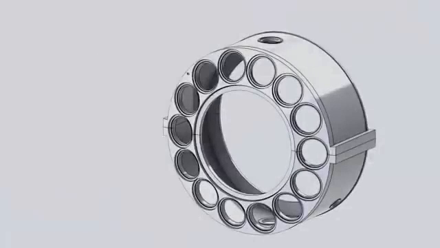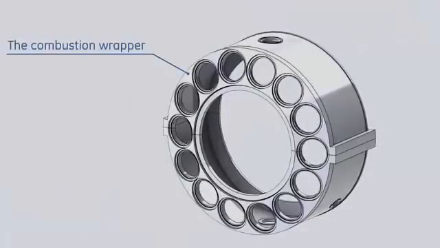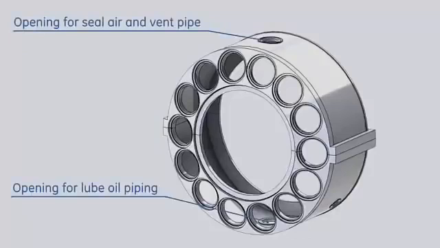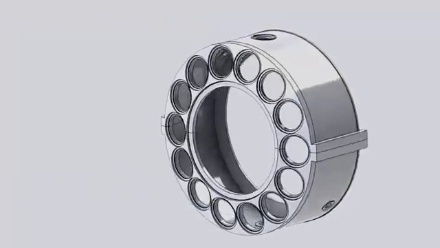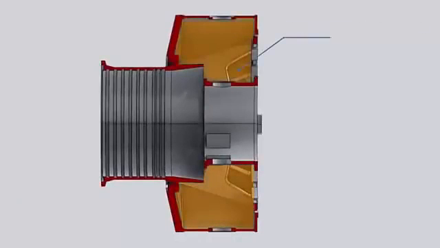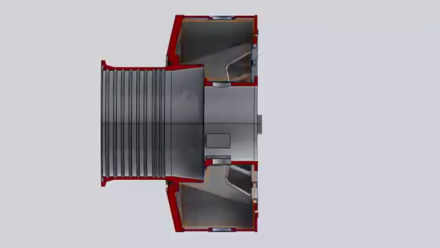The combustion wrapper is a fabricated, horizontally split casing that encloses the combustion system. It provides a supporting surface for combustion chamber assemblies. The wrapper forms a large plenum, which receives the compressor discharge air. This air is directed upstream to the combustion chambers.